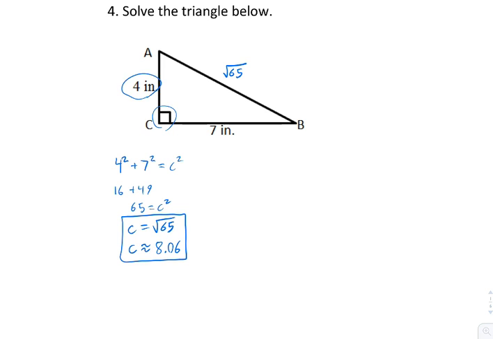We already have the length of AC. We already have the length of CB. So we've got all three sides. So now we need to find the angles. Well, obviously, we already have the measure of angle C. That's 90 degrees. So we're really looking for the measure of A and B.